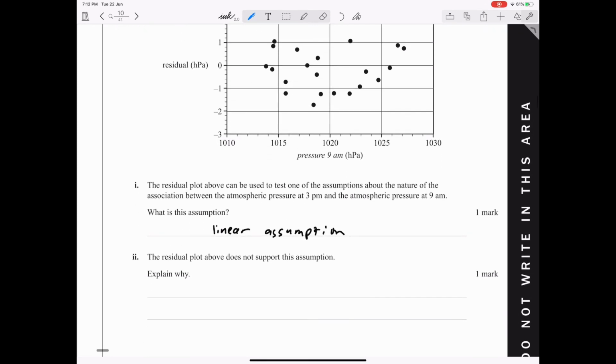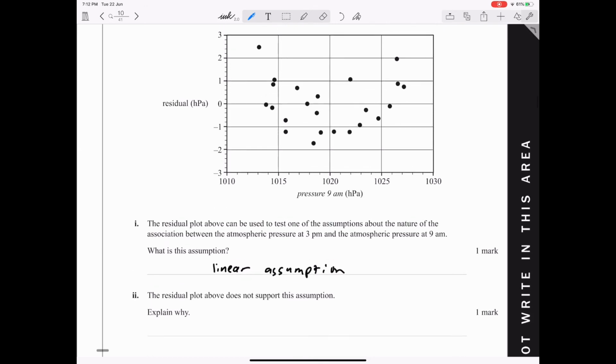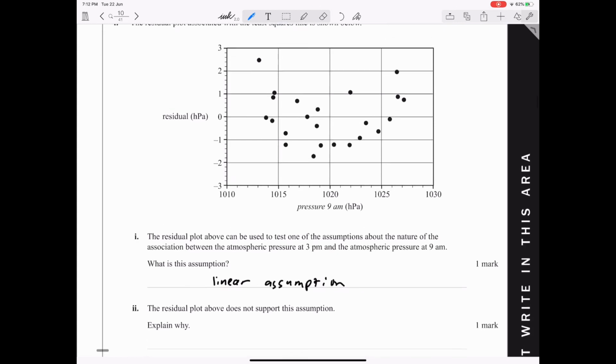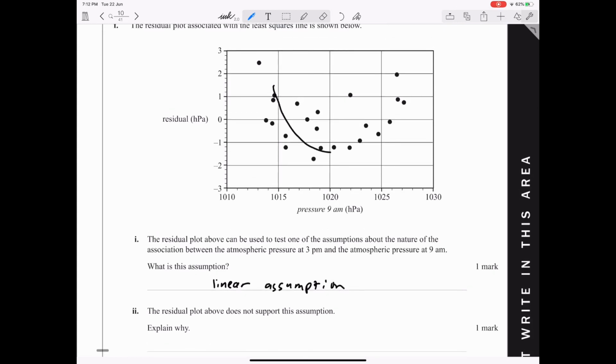So 5 II, the residual plot above does not support this assumption. Explain why. So you should know that if there's a pattern in the residual plot, then that's indicating a nonlinear relationship. If there is a random pattern of dots in the residual plot, then that means there is a linear association between the two variables. However, in this case, we can see that the residual plot has a sort of curve pattern like that. There is some sort of pattern to the points.